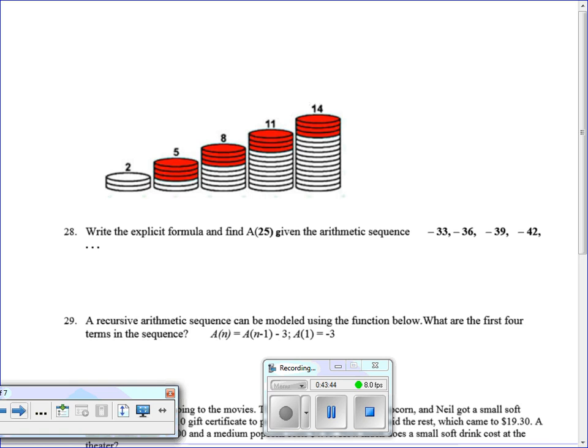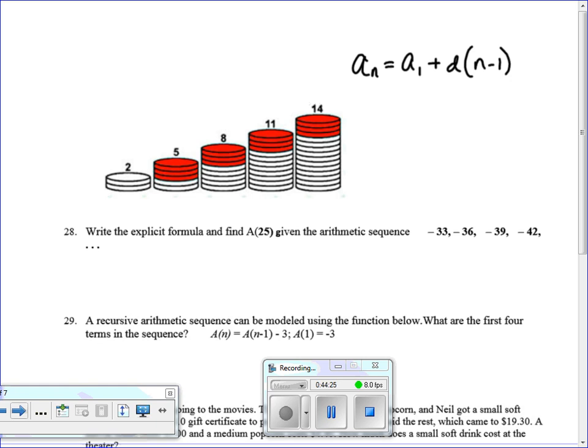You could write the recursive formula. Now, to find the nth term, more than likely, you're going to want to write the explicit, because if you don't, you're going to have to find every term leading up to the nth term. So we're going to write the explicit formula. Recall that your explicit formula is a sub n equals a sub 1 plus your common difference times n minus 1. That is your explicit formula.